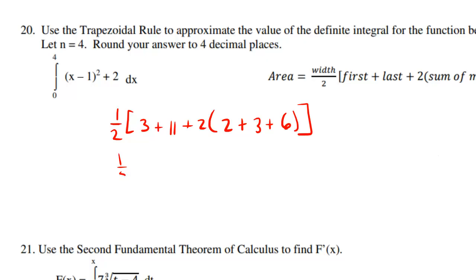So this gives me 1/2 times, that's 14. Well, I guess in here we have whatever, 14 plus 22. So that would be 36, that would be 18. There you go, using the trapezoid rule. And now Bob is your uncle.